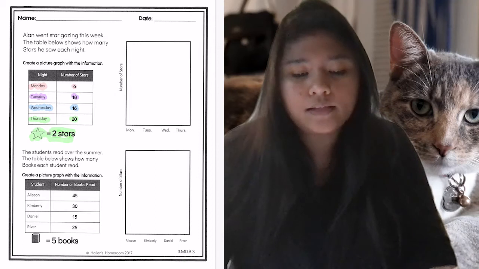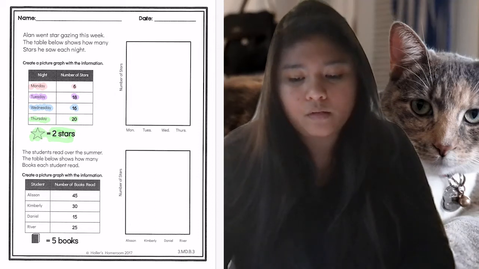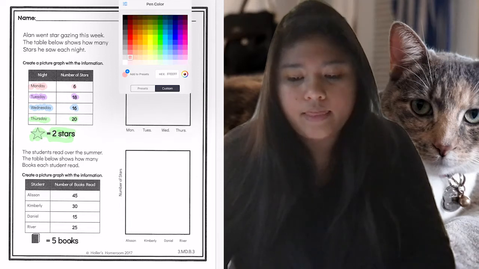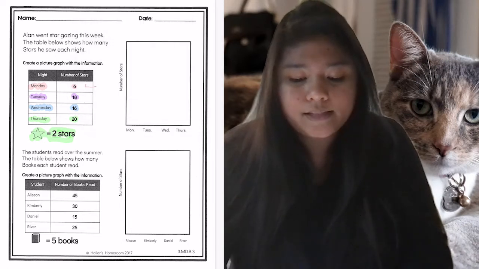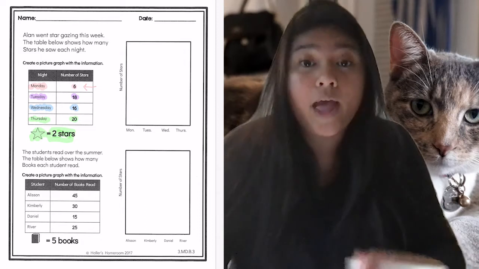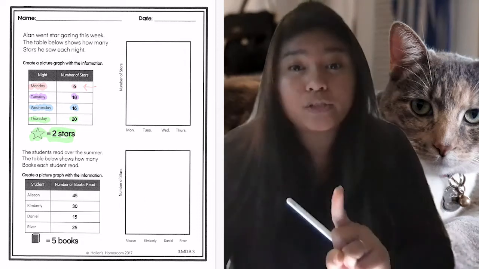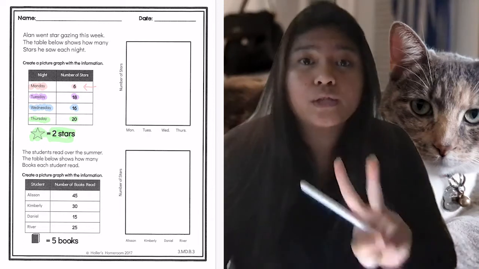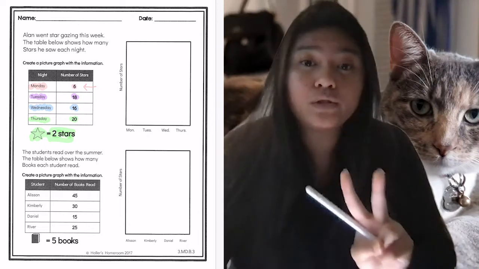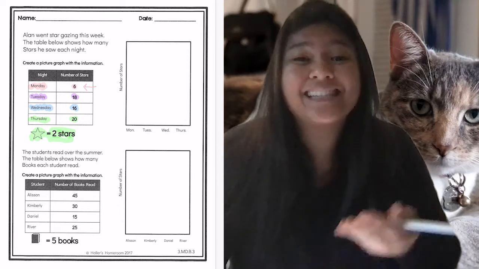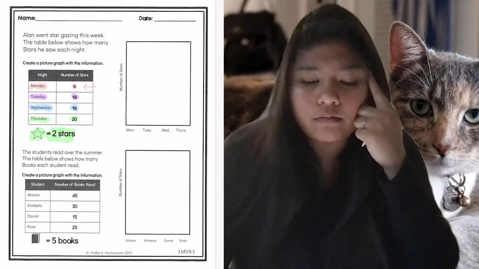Okay, so let's take a look at Monday. So on Monday, I noticed that Alan saw 6 stars. Okay, so Alan saw 6 stars. Well, I know one picture means 2 stars. So how many pictures or how many symbols are we going to need to be able to represent 6 stars? I'll let you think in your head. Ready? Go.